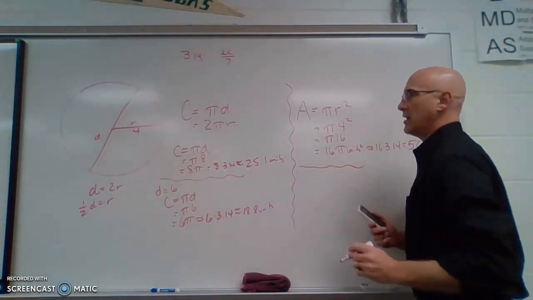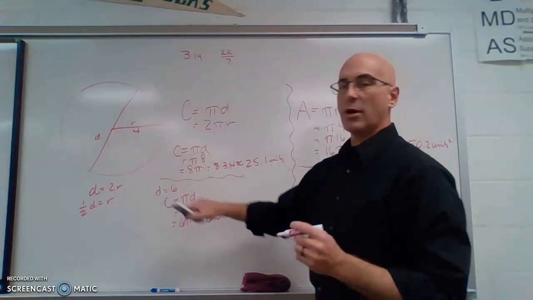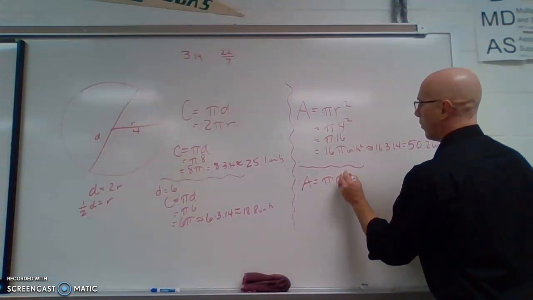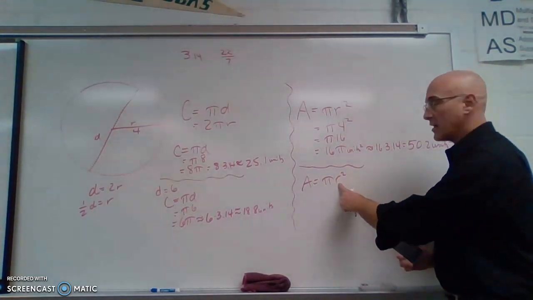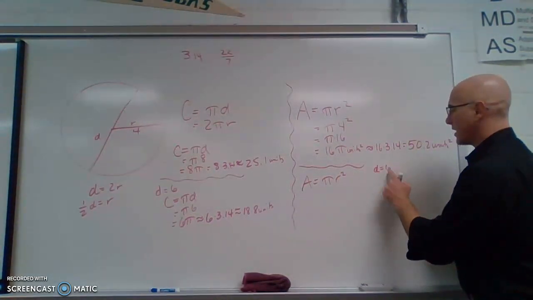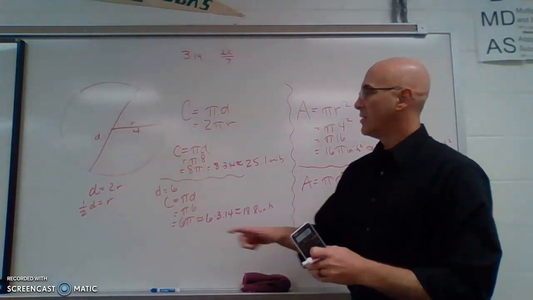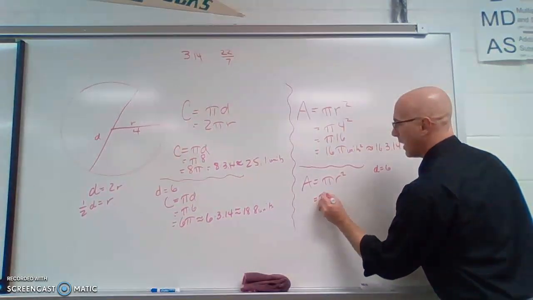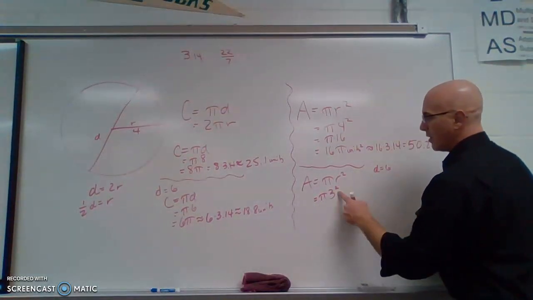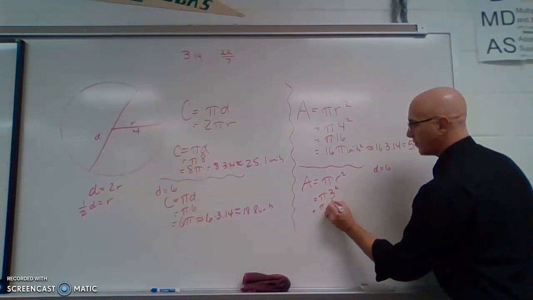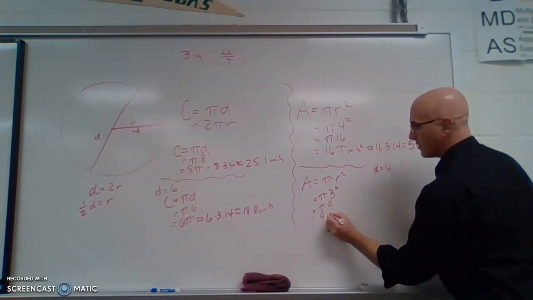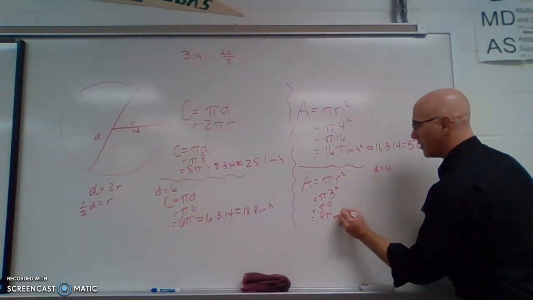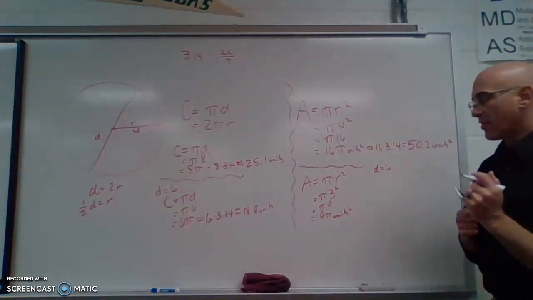Now let's look at the other one. When we said if our diameter equals 6, we have to be very careful about what we plug in. This is the radius. So if our diameter equals 6, the radius is half the diameter, so I'm putting in 3 here. This would be pi times 3 squared. 3 squared is 9. And we always put the number first. So 9 pi units squared is the exact area.